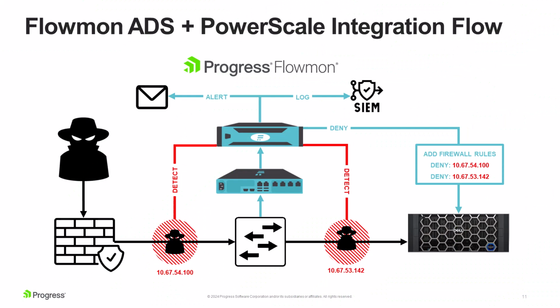Through our ability to execute custom actions at the detection of an anomalous event, Progress Flowmon has published an integration with Dell PowerScale that can detect anomalous activity within the networks that have access to PowerScale and define deny firewall rules that will prevent a threat actor's ability to access PowerScale storage even before the threat actor is able to discover the storage on the network. Now, let's see the integration in action.